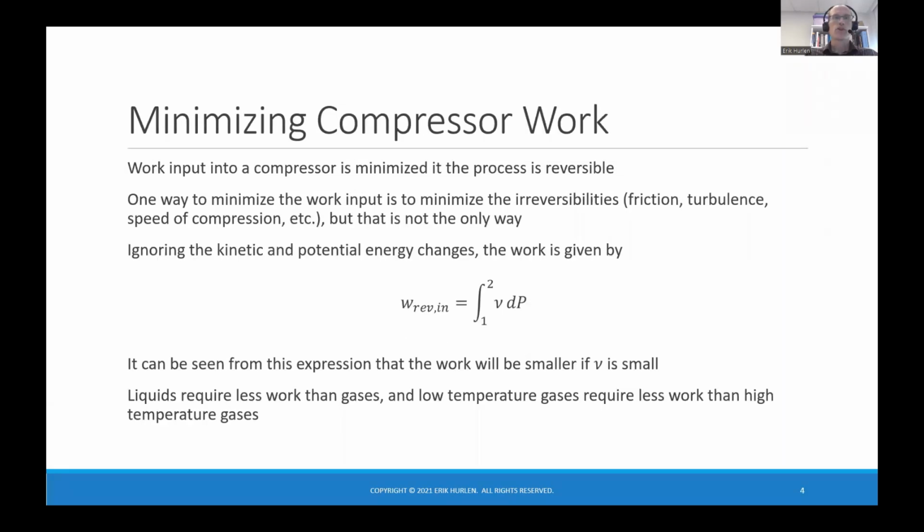Remember that irreversible processes use the most work input or produce the least work output. So the work input into a compressor is minimized when the process is reversible. One aspect of this is to remove all friction, make sure the compression is slow, etc. But there's another thing to consider. Looking at the equation for the reversible work input, the value of this integral will be smaller when the specific volume v is small. So another way to minimize the compressor work required is to use low specific volume fluids as the working fluid. These are generally liquids or low temperature gases.